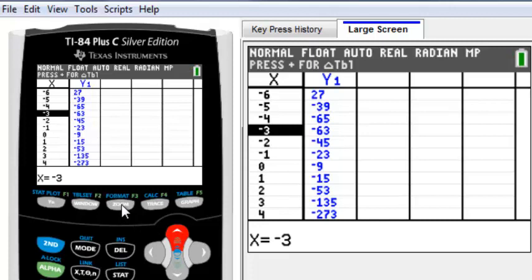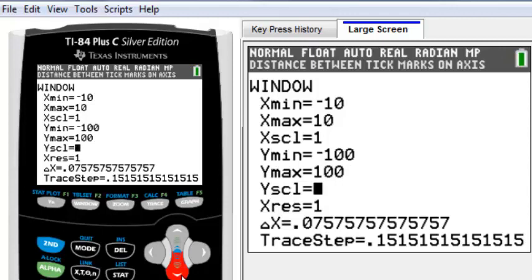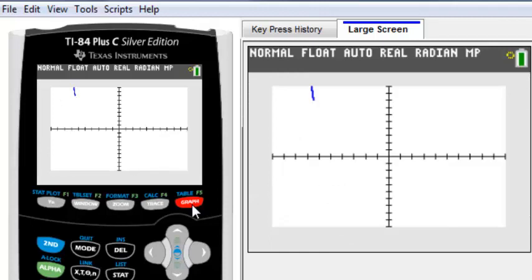So I'm going to go to my window settings. I'm going to leave negative 10 to 10 the way it is. But now I'm going to put in negative 100 and 100. Now if you were plotting this by hand and you had to count up to 100, you probably would not count by ones. A good scale might be to count by 10, 20, and so on. And I don't ever change those other values, so you don't need to worry about that. And now let's go back to graph and see if we can get the picture a little bit clearer.